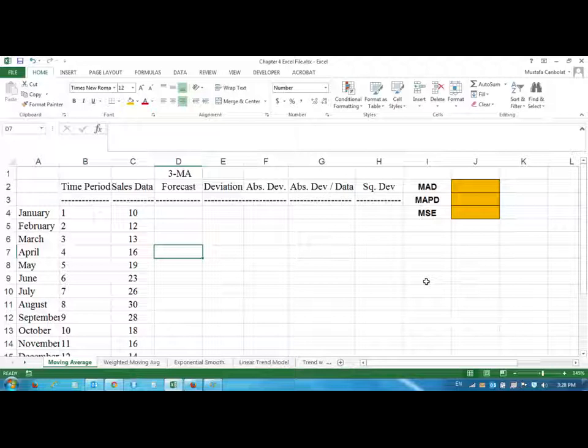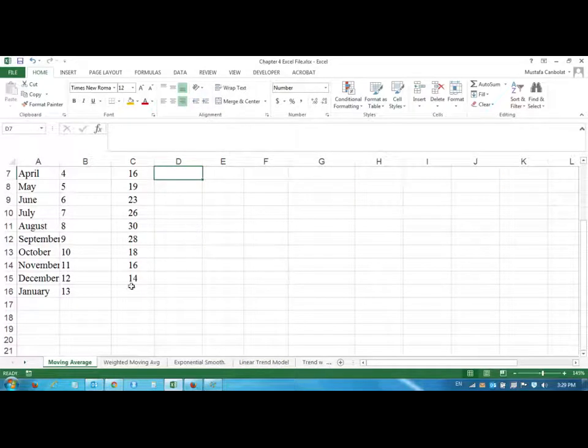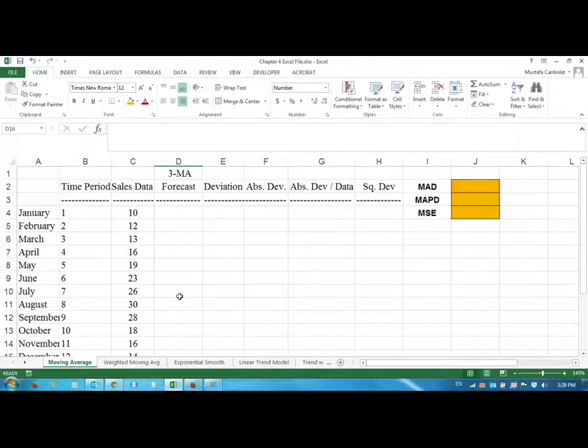So we are going to start with the moving averages method. It's a very simple method. What it does is you have to just determine how many past periods that you want to use to determine the forecast, and then you take the average of those periods.